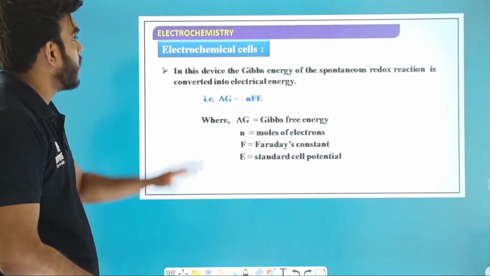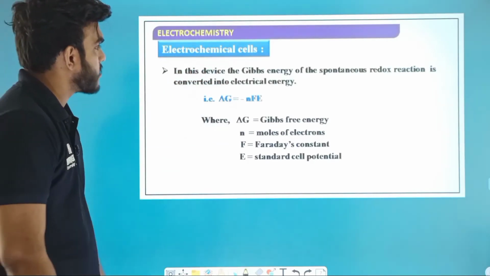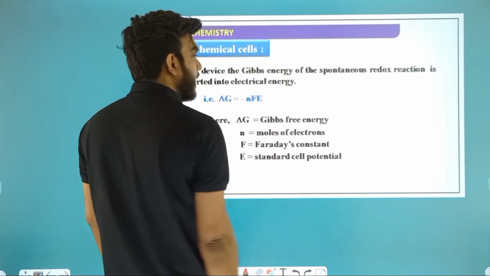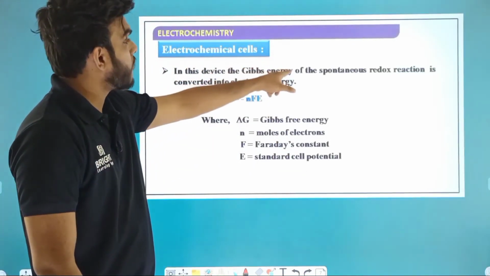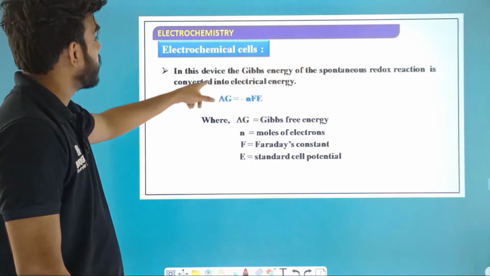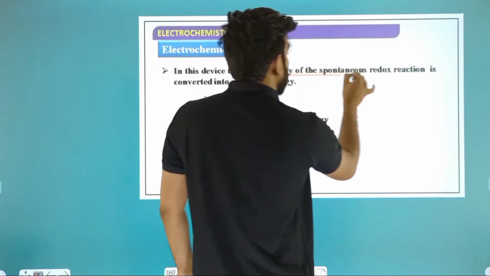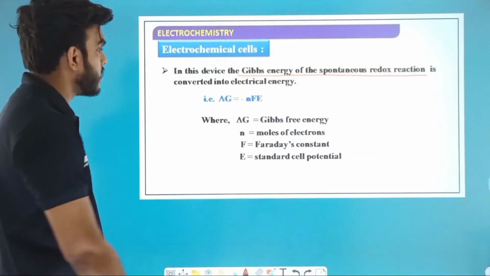We are going to the electrochemical cell. See, in the electrochemical cell, this device uses Gibbs energy. Do you know what Gibbs energy is? In which chapter did you study it? Thermodynamics, class 11. The Gibbs energy of a spontaneous redox reaction is converted into electrical energy.